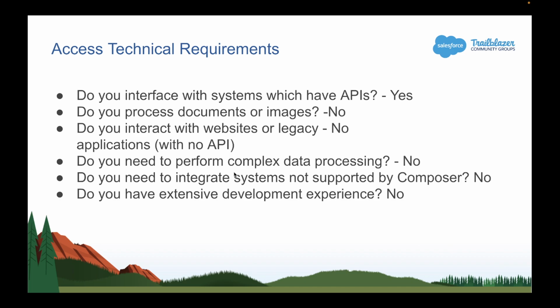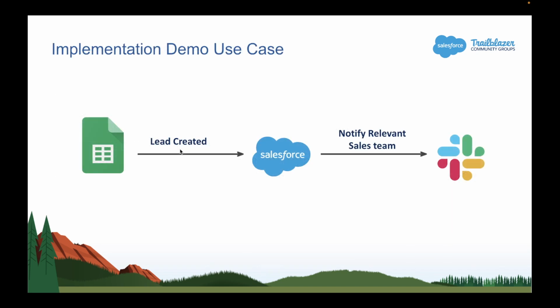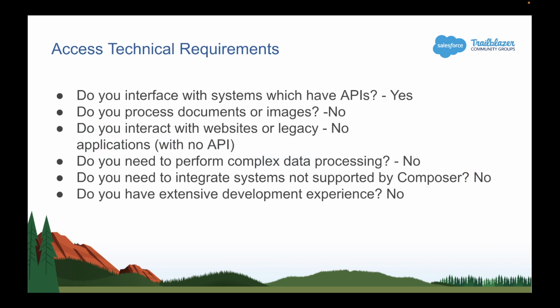Now, these are some of the technical requirements or questions we need to answer. Do you interface with systems which have APIs? I would say yes. If you go back to the diagram, Google Sheets has APIs exposed, Salesforce has APIs exposed, and Slack also has APIs exposed. So the answer to the first question is yes. Do you process documents or images? Currently no. We are just getting some simple lead data, creating records in Salesforce, and then sending the data to my sales team over the Slack channel.